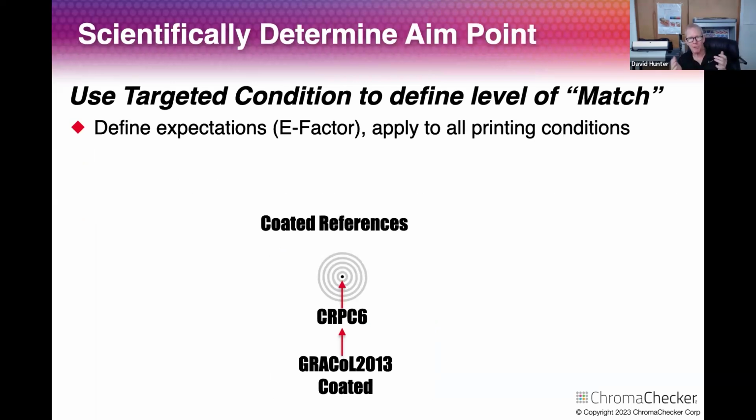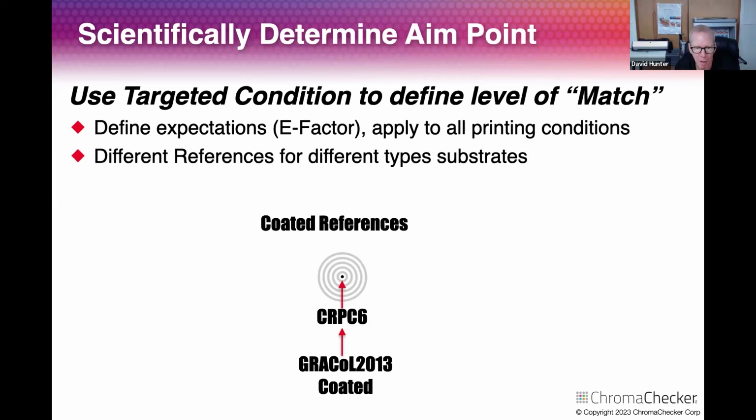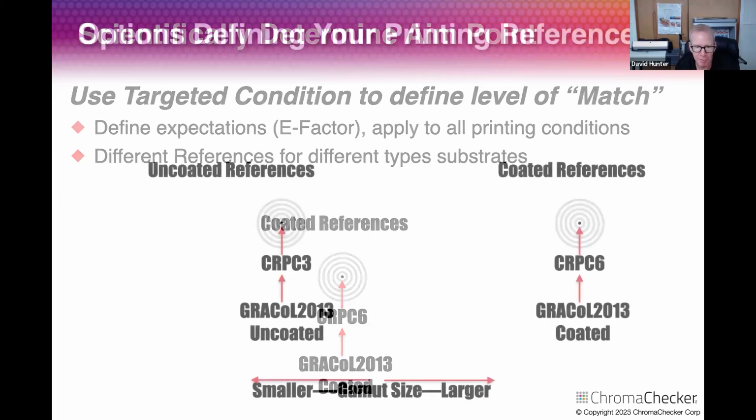GRACoL is part of this ISO 15339 standard, which has a number of CRPCs, characterized reference print conditions, defined, so that no matter your print process and no matter your substrate, you don't have to invent a reference that's not standard. You can use an industry standard to aim for that's relevant to your print process, and it makes your job easy. So now you have a reference condition for different substrates.